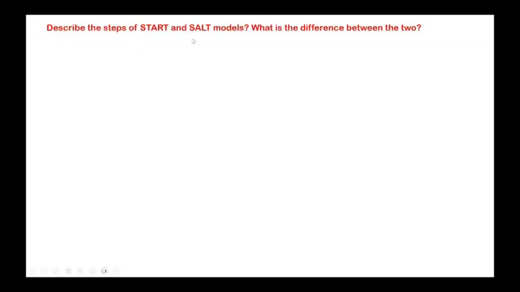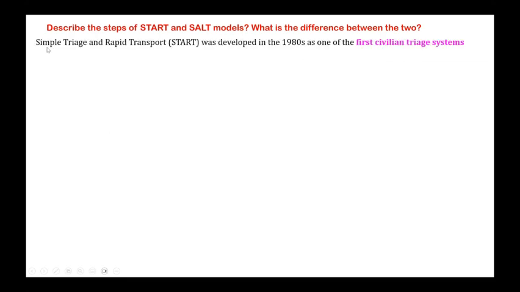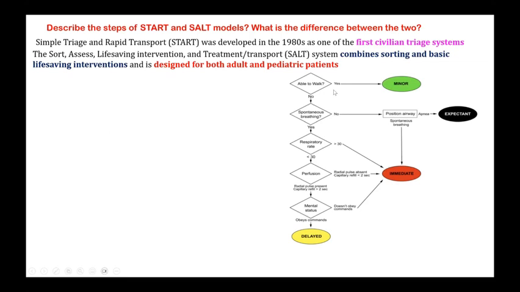And describe the START and SALT models. What is the difference between the two? The first is Simple Triage and Rapid Treatment, which was developed in 1980 as the first civil casualty triage. The second is SALT, which is Sort, Assess, Life-saving interventions, and Treatment or transport, designed for both adults and pediatrics.